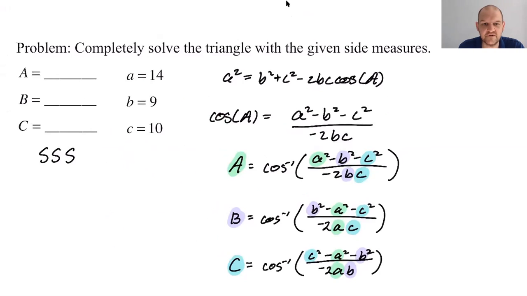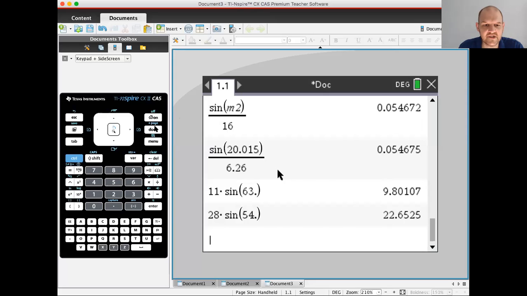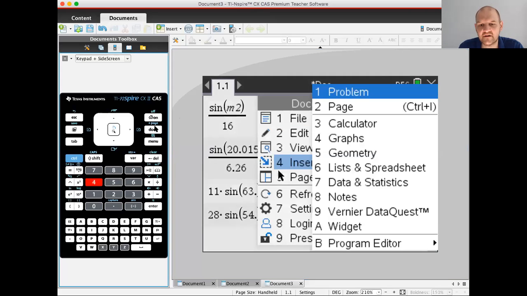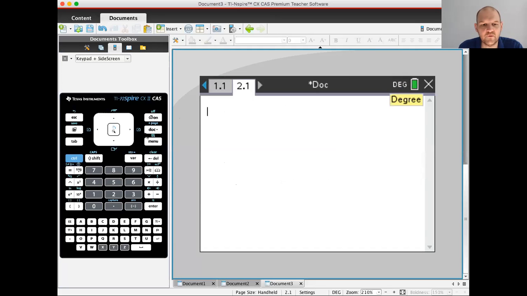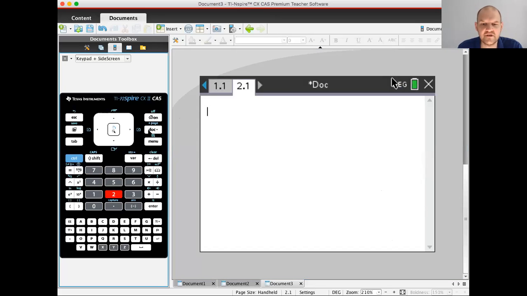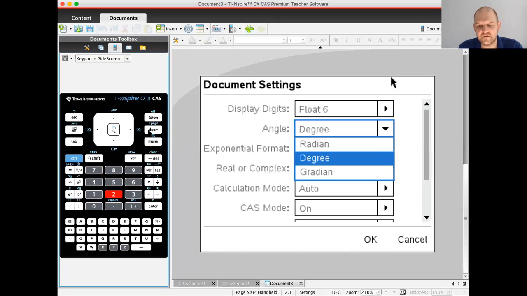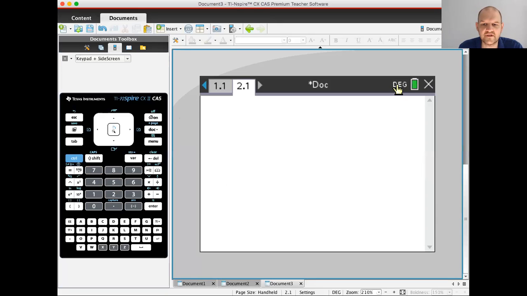What I might do, in fact, let's see. I'm going to start a new problem. Doc 4 Enter gives me a new problem. On the calculator, I'm in degree mode. If I wasn't, I'd press Doc 7 to change from radians to degrees, Enter, Enter, or you can just click if you have a CX2, but I think that's harder to do. I think it's easier to do Doc 7. All right, I'm going to store these. So A is 14, B is 9, and C is 10.